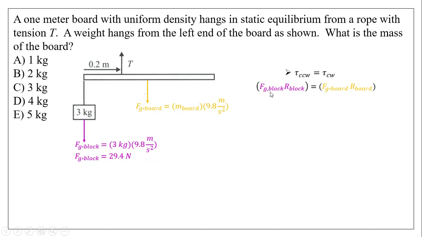F_g of the block we already know, which is 29.4. R of the block is actually given. The pivot is where the string is, and from the pivot to where the force F_g is placed, that is a distance of 0.3. Wait, so I know all that. What I don't know is how far the distance is from F_g of the board to where the string is. But I can do some quick basic math here, right? The center of the board is midway. So the arrow that just came up here would be 0.5 meters, because it says it's a 1 meter board. Half of 1 is just 0.5 meters.